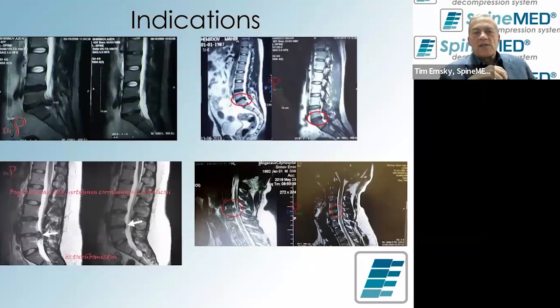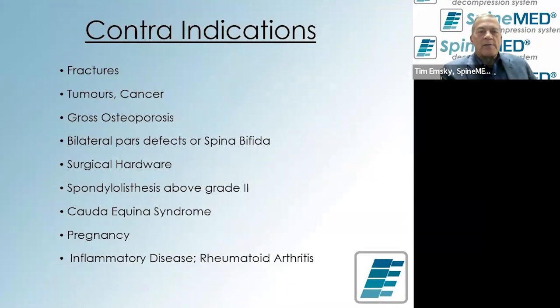Again, pre and post MRI, some very dramatic cases of disc prolapse. And you can see there's sequestered fragments on a few of these, and they resolved. That's a whole other discussion about sequestered fragments and how this works.